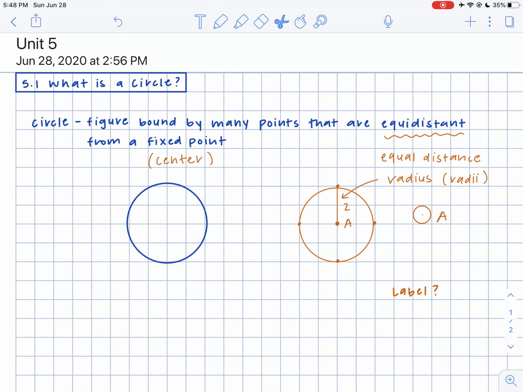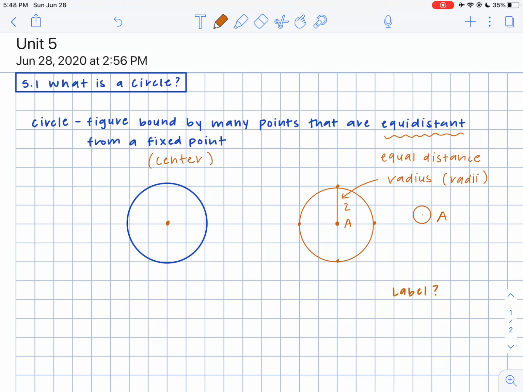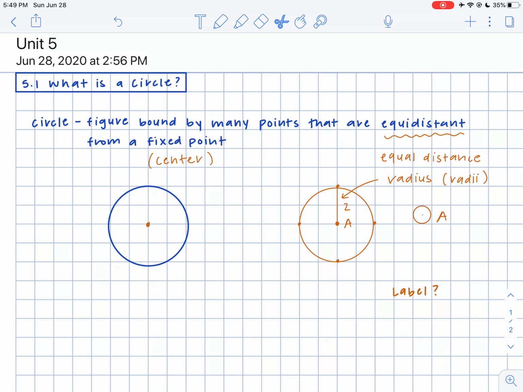Now, what if we wanted to change the location of the circle? How would we do that? Well, let's go back to our blue circle. If we wanted to change the location, we would move the center. So I'm going to move the whole circle. But we would move the center. And why is that? Because remember, if we move the center over here, then are all these points equal distance from the center? No, because this is actually farther. So moving the center would actually move all the points because they need to be equidistant from the center. So if you wanted to move the location of the circle, you would move the center.